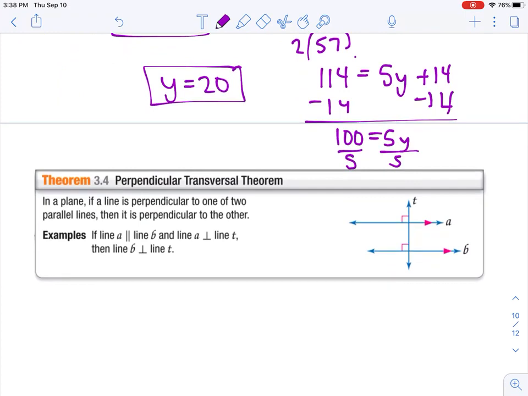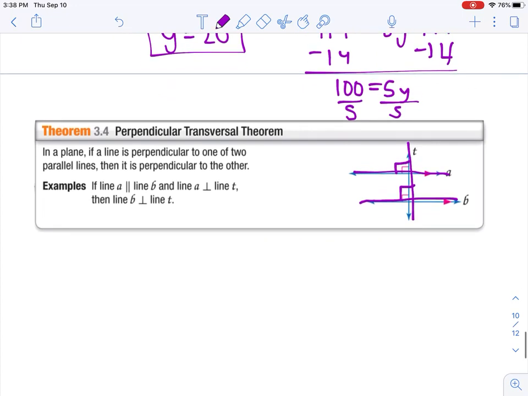So our last one, perpendicular transversal theorem. In a plane, if a line is perpendicular to one of two parallel lines, then it is perpendicular to the other. So if line A is parallel to line B, and line A is perpendicular to line T, that means line B is also perpendicular to line T. That's all that's saying. And that's it.